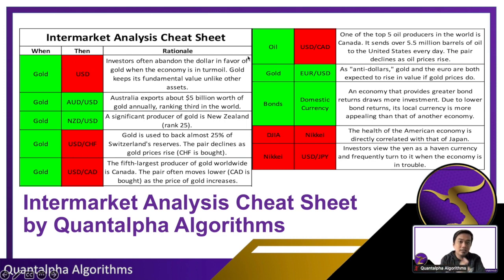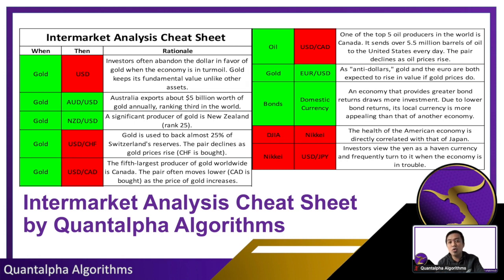So going to the next part, we have oil and USD/CAD as an inverse relationship. They have an inverse relationship for the reason that one of the top 5 oil producers in the world is Canada. It sends over 5.5 million barrels of oil to the US every day. The pair declines as oil prices rise.